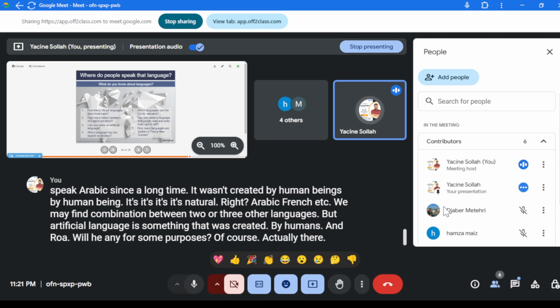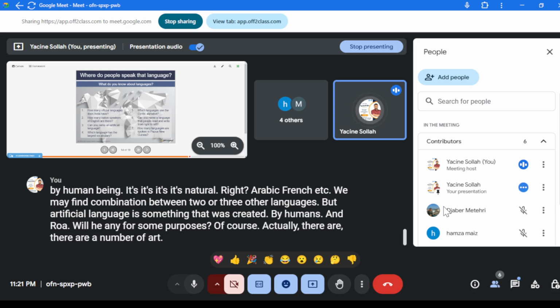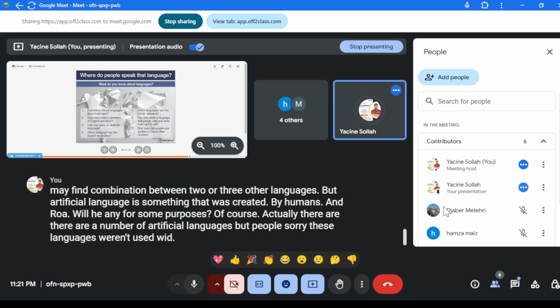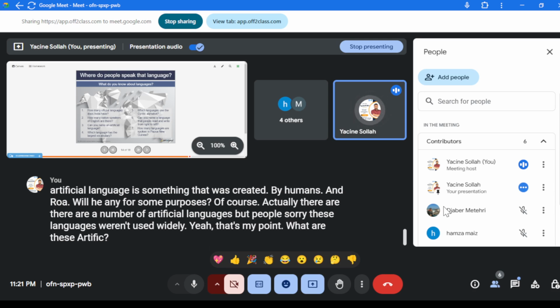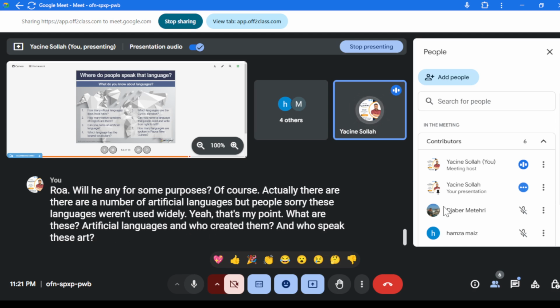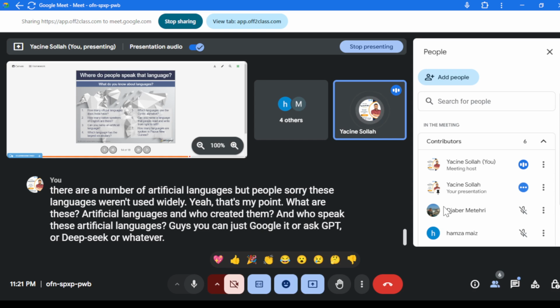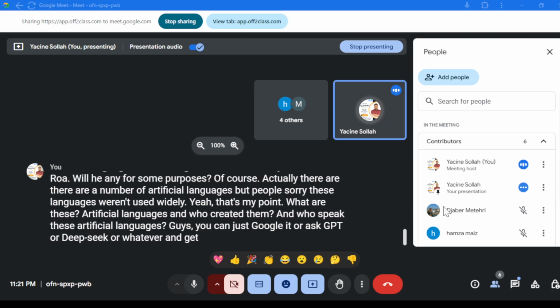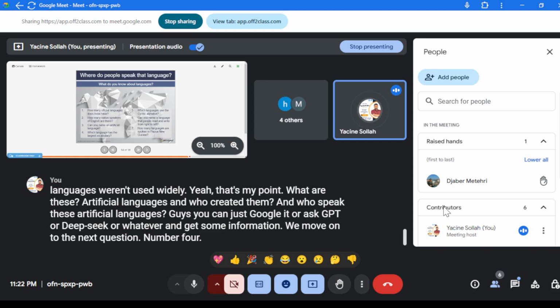Actually, there are a number of artificial languages, but these languages weren't used widely. Yeah, that's my point. What are these artificial languages and who created them and who speaks them? Guys, you can just Google it or ask GPT or DeepSeek or whatever and get some information. We move on to the next question, number 4. Yes, Jabir?